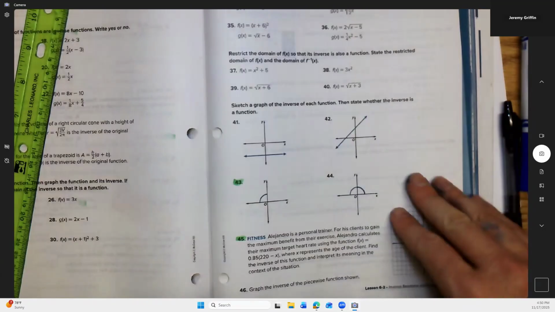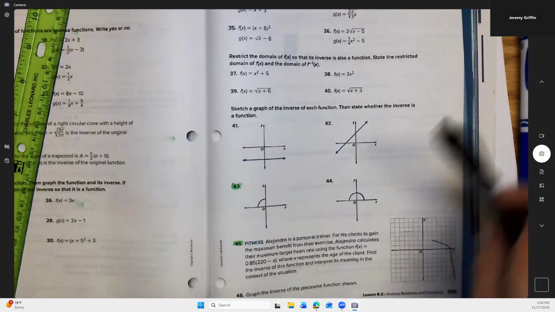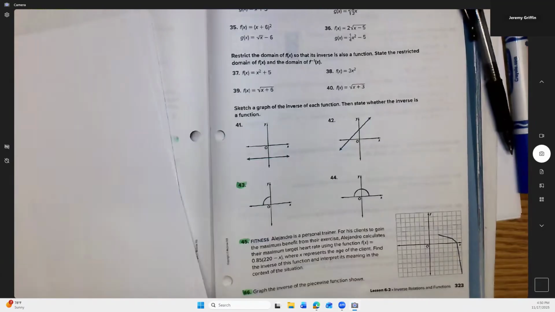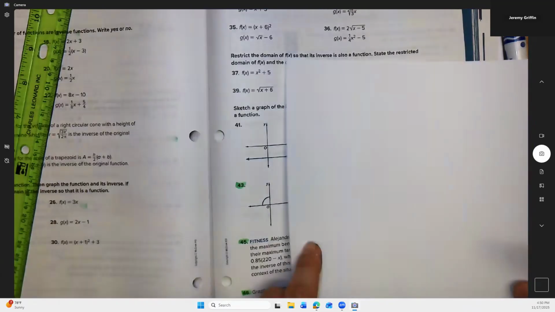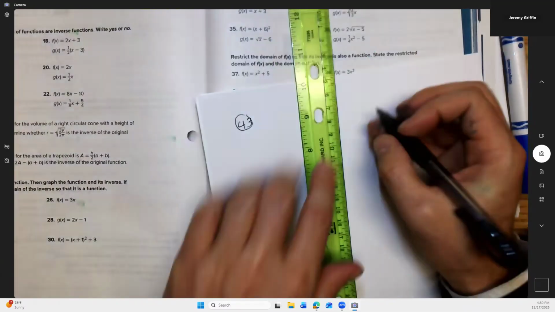43, sketch a graph of the inverse. Okay, so I'll just do a couple more with you guys. Let's do these last three right here. Graph the inverse of each of these. Well, I've been showing you guys a cool trick you can do with just reflecting over the y equals x line.